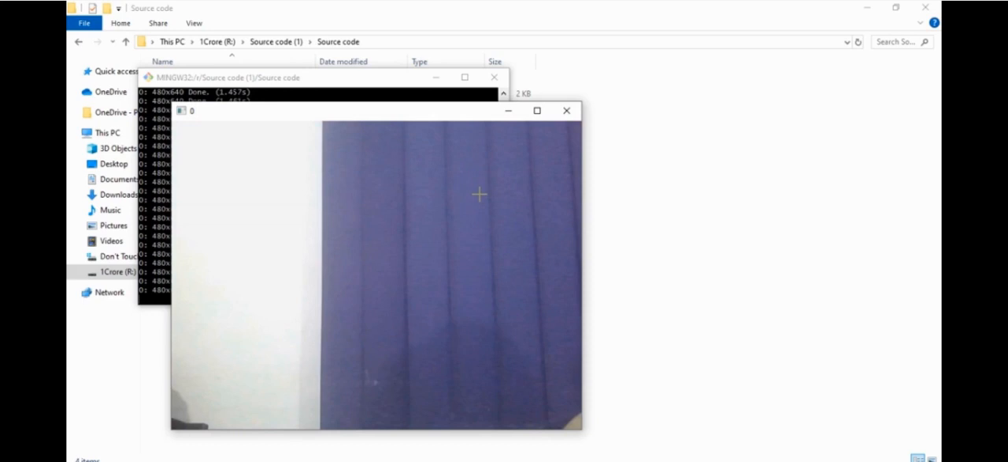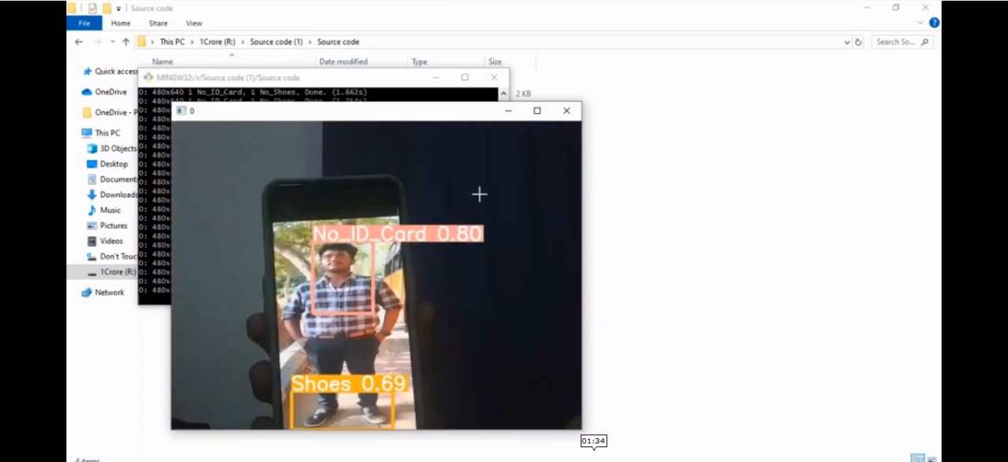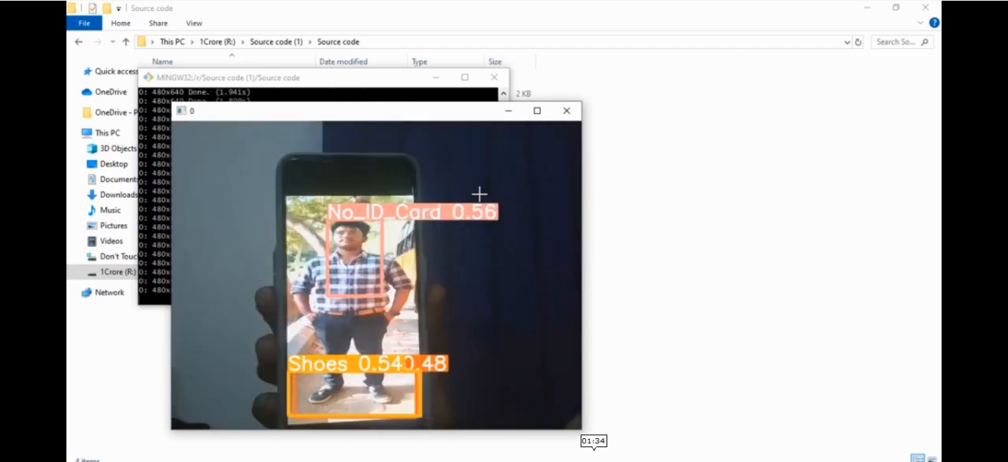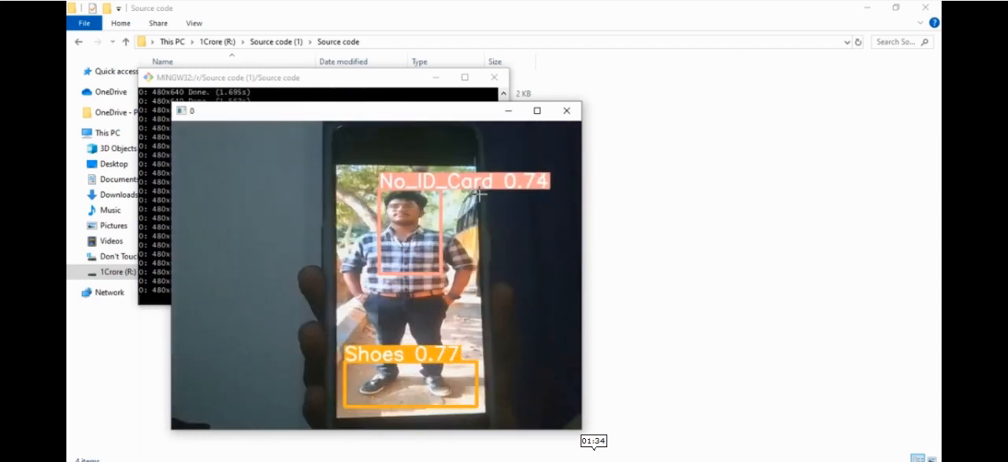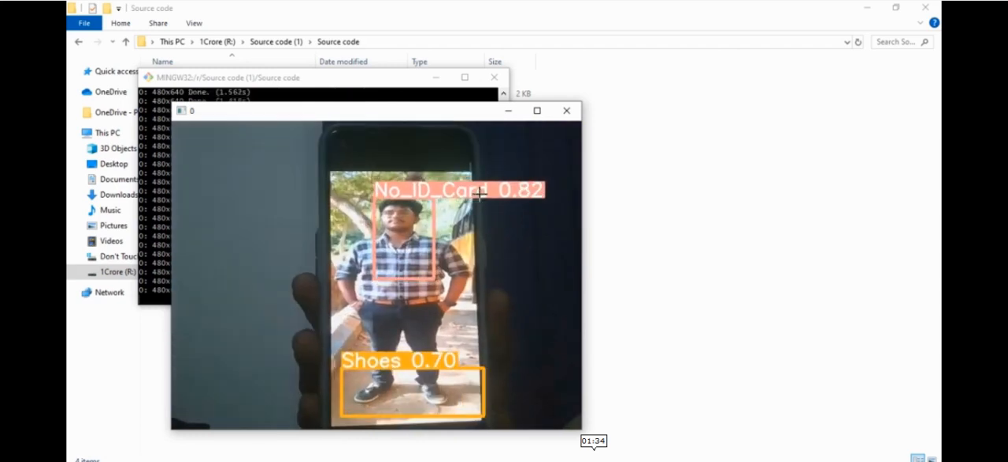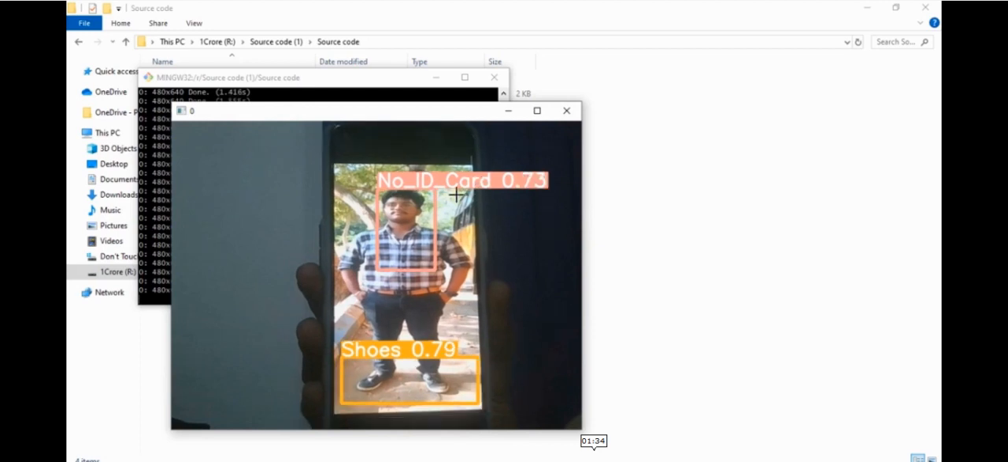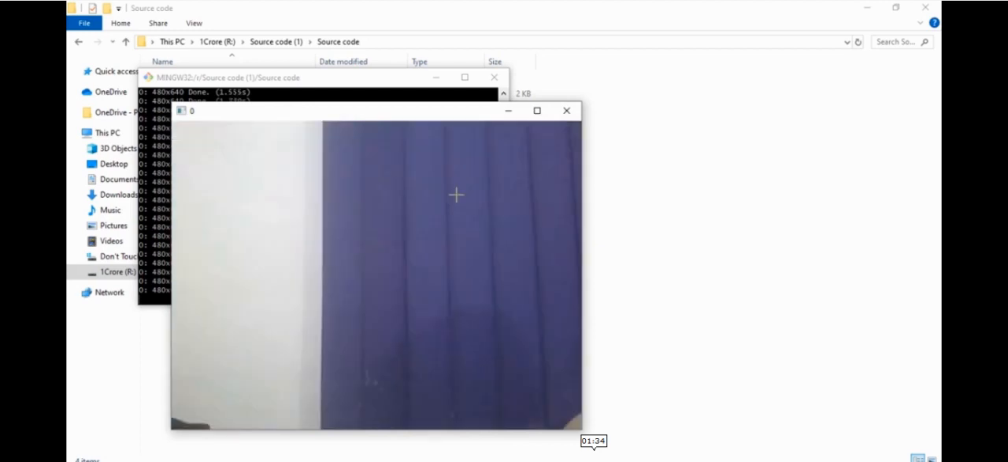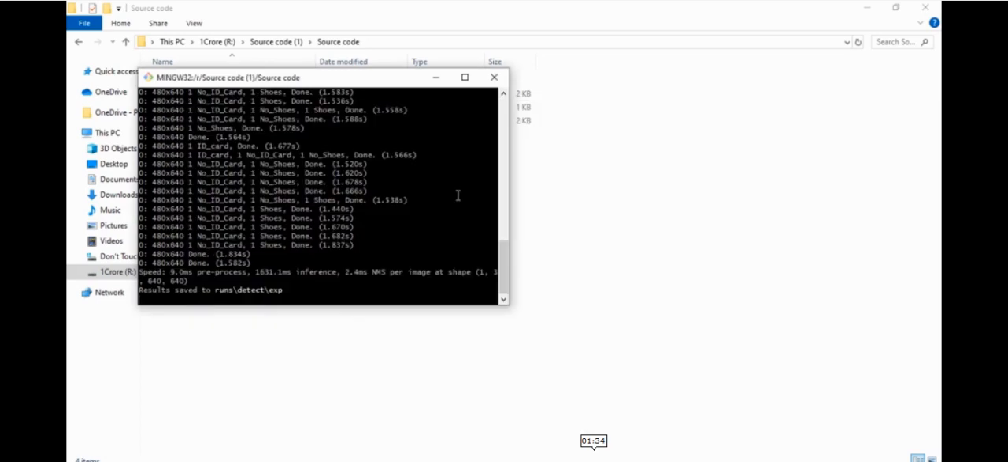And now I am showing another person's picture. In that picture, the person does not wear an ID card and wears only shoes. If the webcam detects someone without an ID card, it automatically sends an alert message through mail.